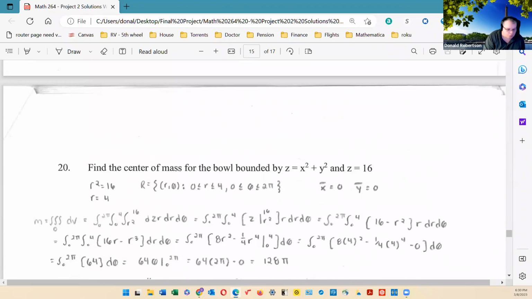How about 20? Let's kick off that one. Do we have an issue with 20? Okay. Question 20 came out as 0, 0, 32 thirds, as far as I'm concerned. Did you get 0, 0, 32 thirds? That's what my notes say. Yeah, I did. Okay, so we're cool.